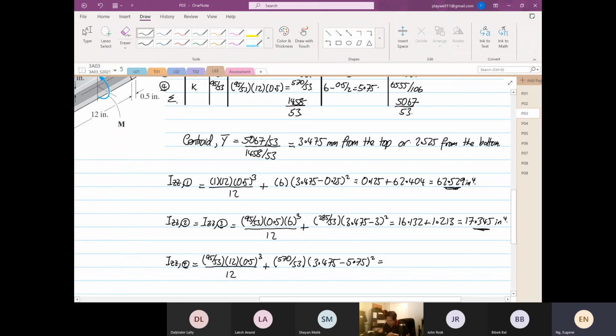So this is 0.224 plus 3.475 minus 5.75 squared times 5.023 is 55.662. So 0.224 plus 55.662 is equal to 55.886.